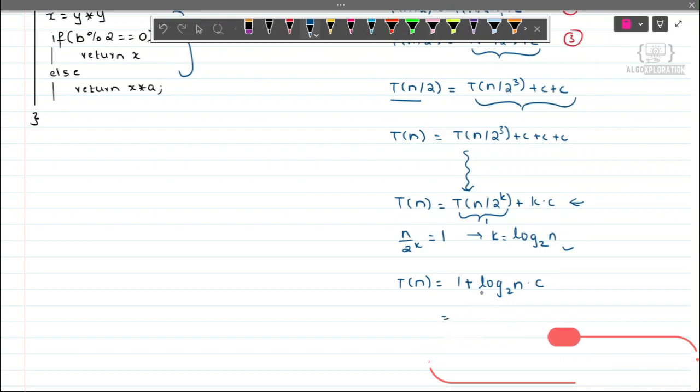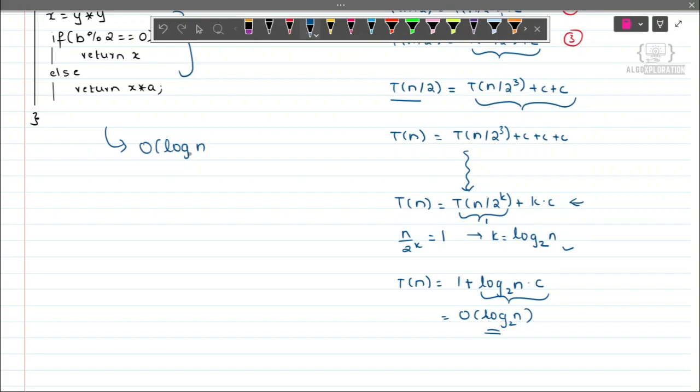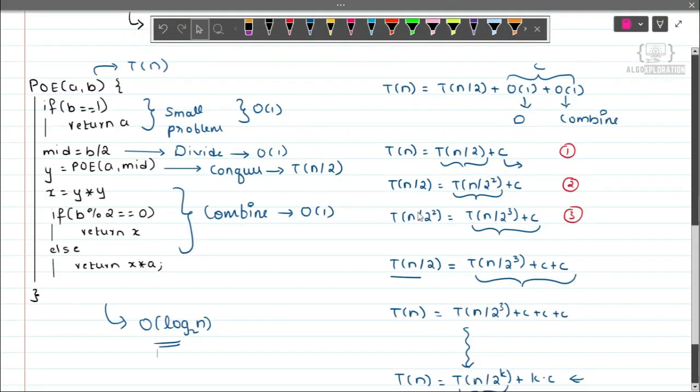Now the dominant term is this one, so the time complexity will be order of log n base 2. So this is the time complexity of this pseudocode, order of log n base 2. Now here is a homework for you, that you have to find the multiplication complexity of this pseudocode. So thank you.